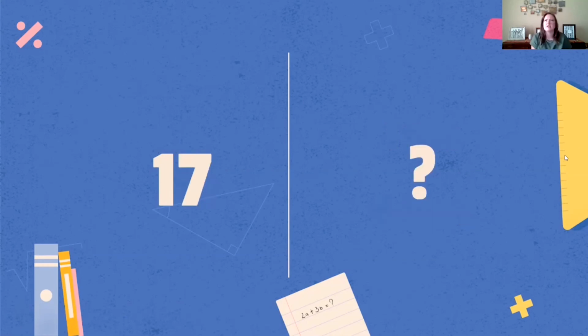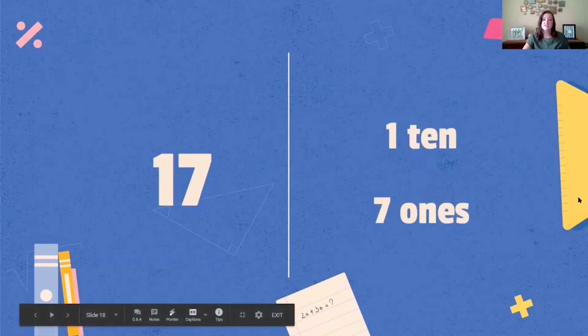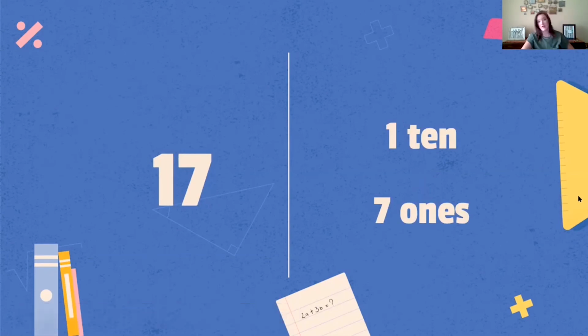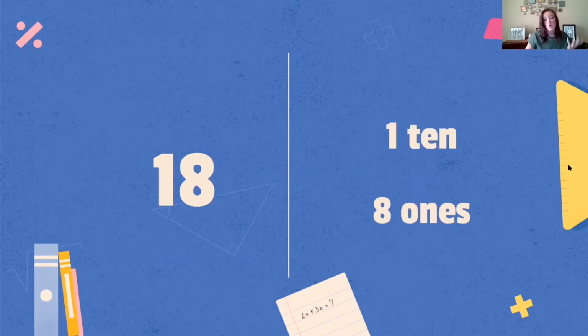All right, next, 17. How many tens and how many ones? Let's see. 1 ten and 7 ones. Nice job. So I got 2 more for you, and then we're going to talk about it for a little bit. All right, 18. Brainstorm. What is in my tens place and what is in my ones place? How many tens and how many ones do we have? Let's see if you got it right. 1 ten and 8 ones. Nice job.